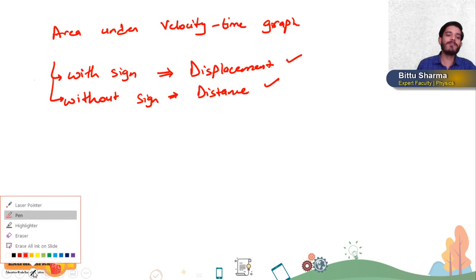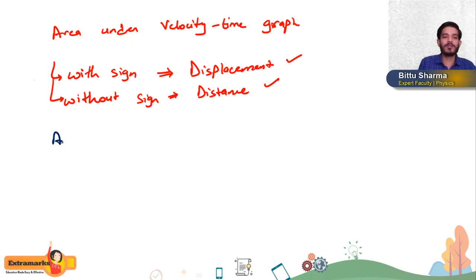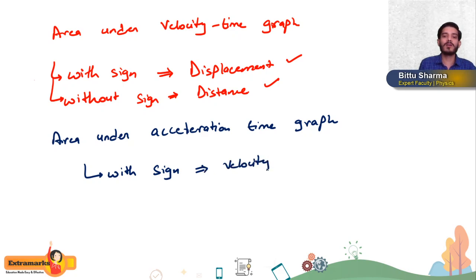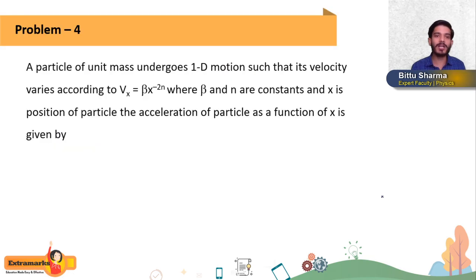In the same way, area under the acceleration time graph, students, with sign what we will get? With sign we will get velocity, and without sign we will get speed. Okay, so remember this, students. This concept is very important.